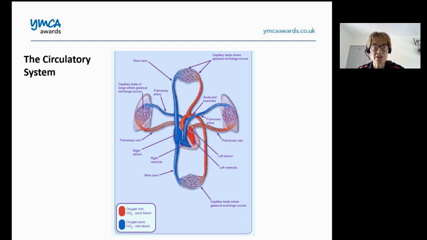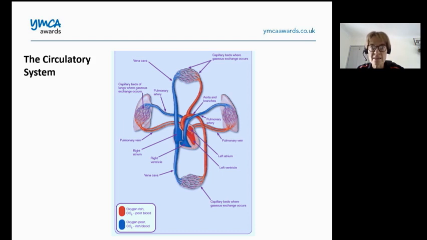So here's another image of our entire circulatory system, looking at the heart in the middle and then how it connects with our lungs, which have sort of been separated for the case of this image via our pulmonary arteries. And remember that the pulmonary artery is the only artery that carries deoxygenated blood. All the other arteries carry oxygenated blood, and the pulmonary vein is the only vein to carry oxygenated blood. The rest always carry deoxygenated blood.